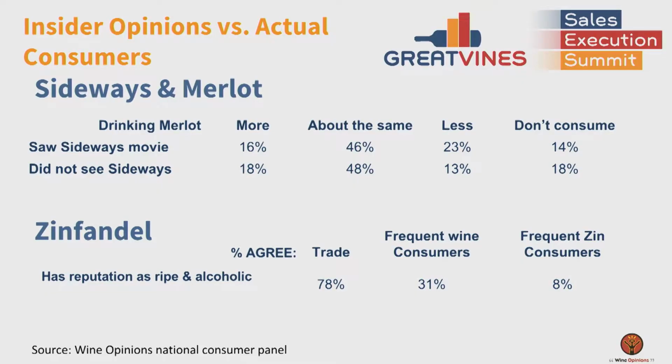Another quick example is Zinfandel. You ask a bunch of sommeliers or the press, does Zinfandel have a reputation of being alcoholic and overripe? Well, 78% of the Wine Opinions trade panel said yes. But when you looked at frequent wine consumers, high involvement, kind of geeky wine consumers, 31% of them agreed. And when you went down to the people who actually buy Zinfandel frequently, only 8% of them agreed. So very big difference between the trade and actual consumers on some points.